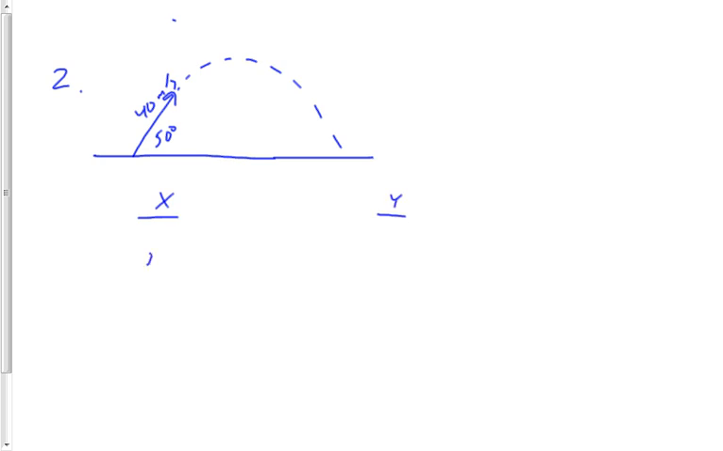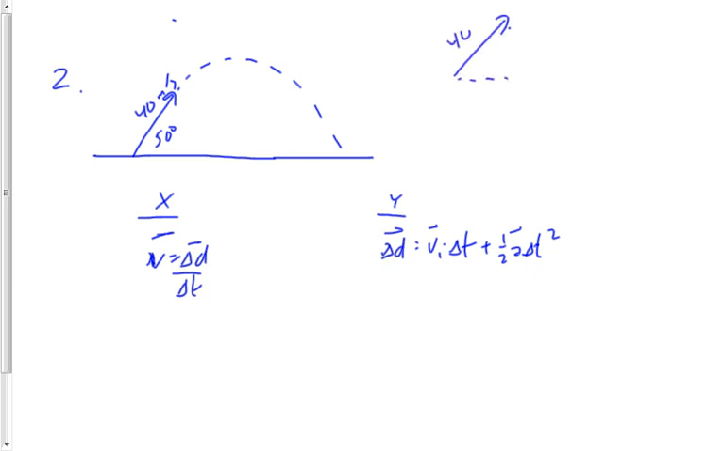We know that V is equal to delta D over delta T. That's our group A equation. We also know that D for the y component is VIT plus 1/2 AT squared. V, we don't know what it is, but we can find it. We don't like funny angles. Let's get rid of the 50-degree funny angle. Here's our 40 meters per second.